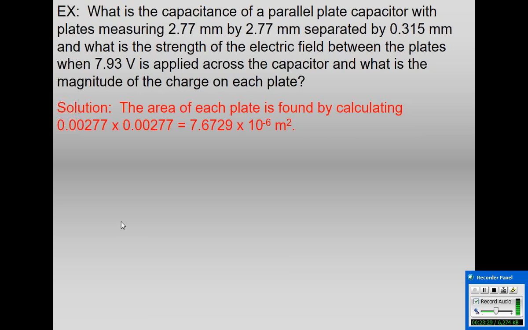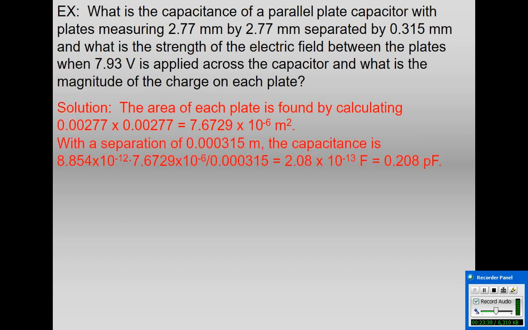Our area, after we convert our measurements to standard units of meters, is 7.6729 times 10 to the negative 6 square meters. And the separation in standard units is 0.000315 meters. This allows us to now calculate the capacitance. Remember that the capacitance equals epsilon naught times A over D. So epsilon naught, 8.854 times 10 to the negative 12. A is 7.6729 times 10 to the negative 6 square meters. D is 0.000315 meters. Plug it all in, I get 2.08 times 10 to the negative 13 farads. And if I convert that into metric prefixes, I can say it's equal to 0.208 picofarads. And picofarads, nanofarads, microfarads, those are pretty typical measurements for real-life capacitors.